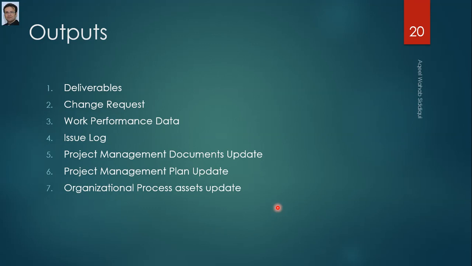So in outputs, either you will produce deliverables, or if there's something wrong in making deliverables, you can generate a change request, and you can put your data into software to generate different reports later on. And if you faced any issue, record your issues in the issue log document and update project documents like the project management plan, project documents, and organizational process assets as well.